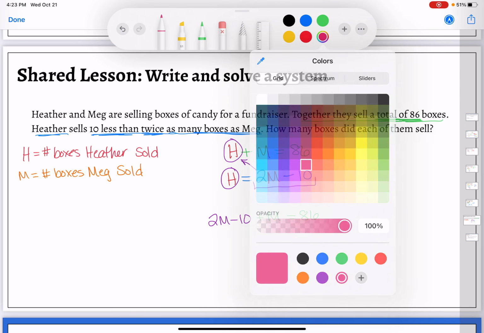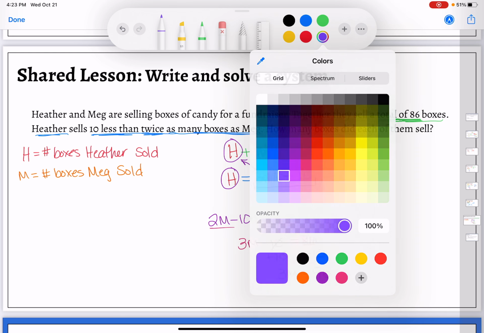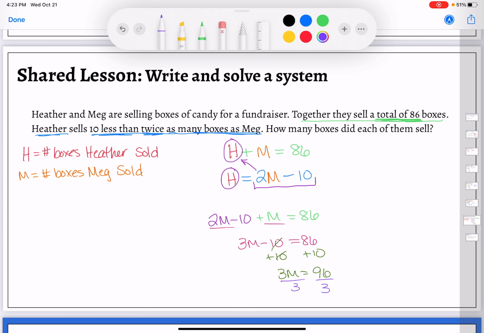All right, combine my like terms here. I have 3m minus 10 equals 86. I am going to add 10 to both sides. I have 3m equals 96. I am going to divide both sides by 3, and I get m equals 32. Now let's remember again, M is the number of boxes Meg sold. So Meg sold 32 boxes.